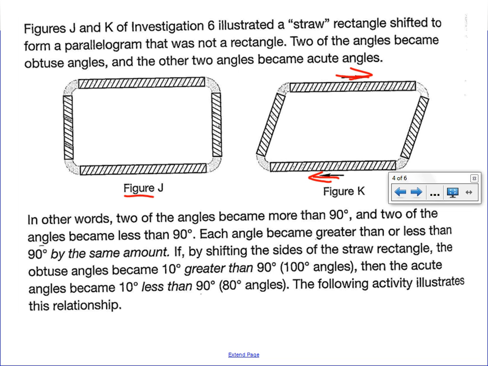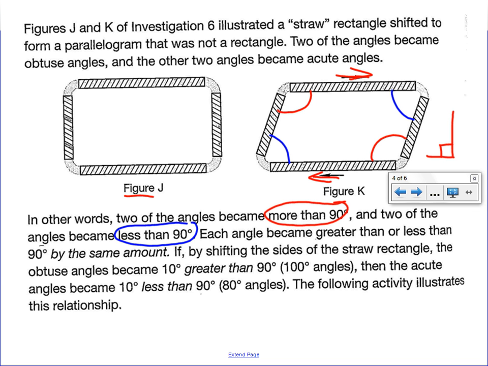Okay? So, in other words, two of the angles became more than 90 degrees. Just looking at this, we can see the two angles that are more than 90 degrees. We know that 90 degrees meets at a right angle or is perpendicular. So the sides that are wider than this would be here and here. Those are the ones that became more than 90 degrees. And two of the angles became less than 90 degrees. That would be here and here.